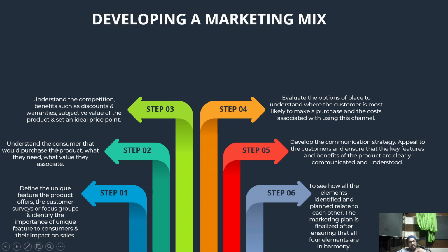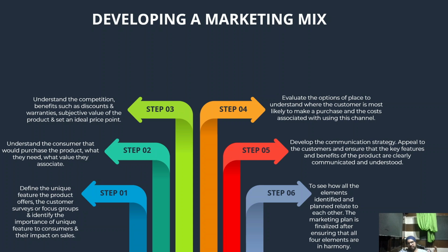The second step is you understand the customer who is purchasing the product. So step two, you focus on the customer. The product and its unique features are covered in step number one. In step number two, you want to know about the customer who is going to buy your product. Basically, what are their needs? What value do they associate with the product? Because that defines a lot about the customer, what kind of value they are associating with the product.